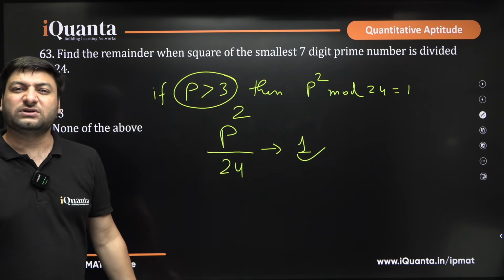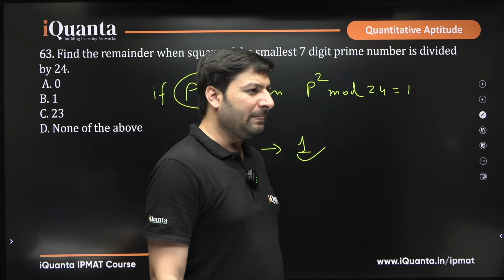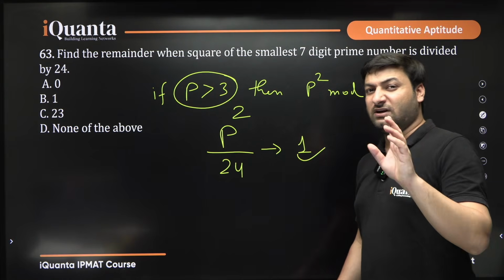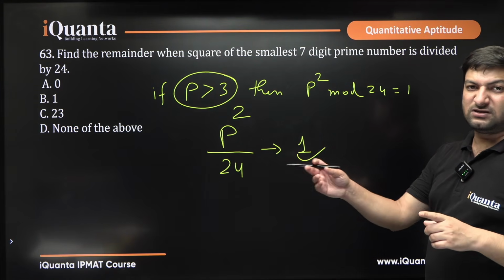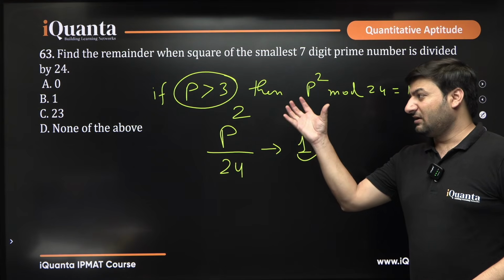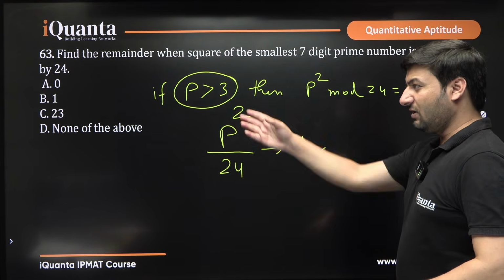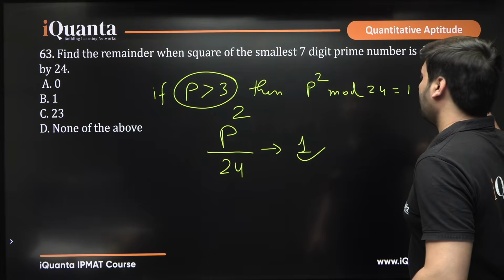So, not a new question, not a new rule. Those who have done my number system classes properly, there is a number system playlist, then they would have gone through this already, right. So, answer is 1. Let us go to the next question.